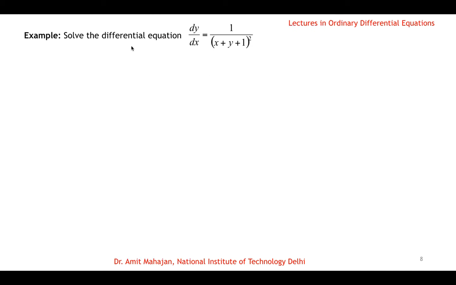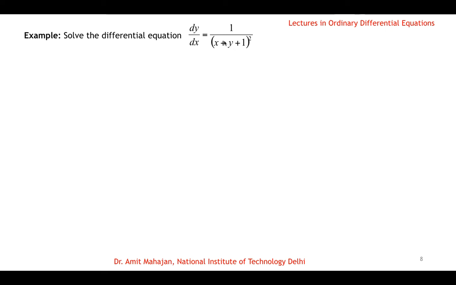Say, for example, we have to solve dy by dx is equal to 1 over (x plus y plus 1) whole square. So it's a first order, first degree non-linear differential equation, and the variables are not separable here. We cannot put x on one side and y on the other side of the equation, but it is of the form dy by dx is equal to a function of ax plus by plus c.